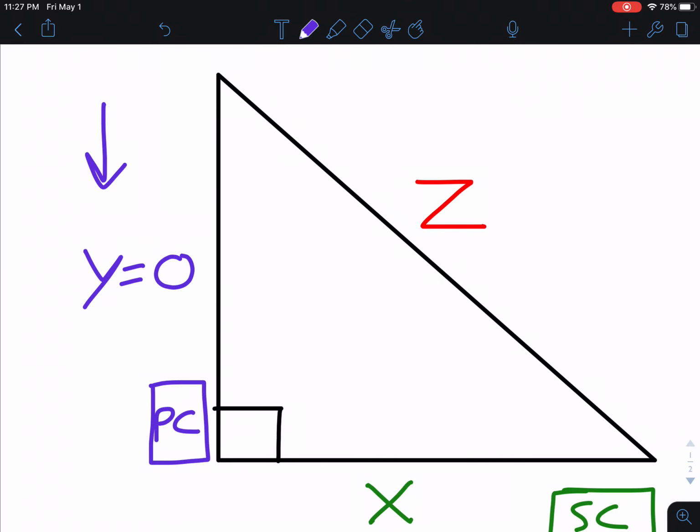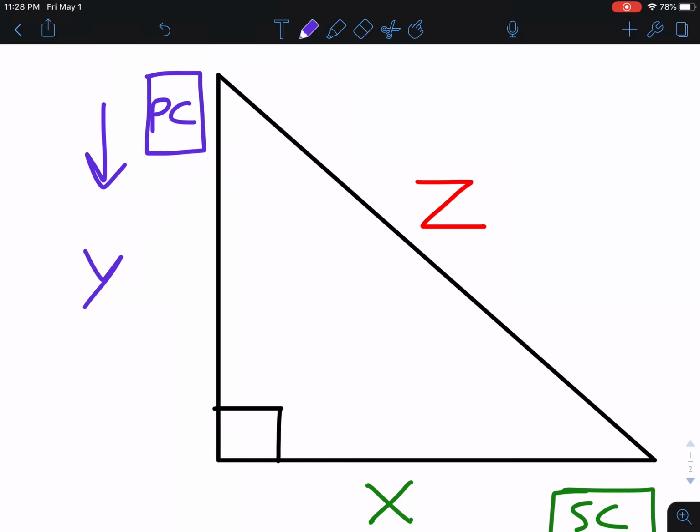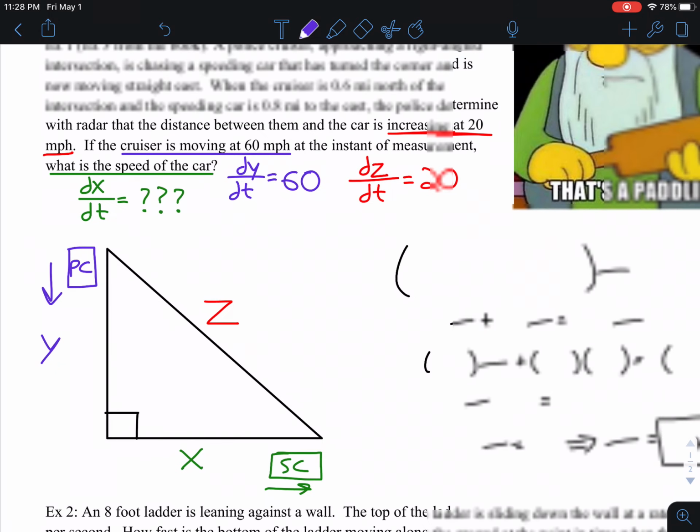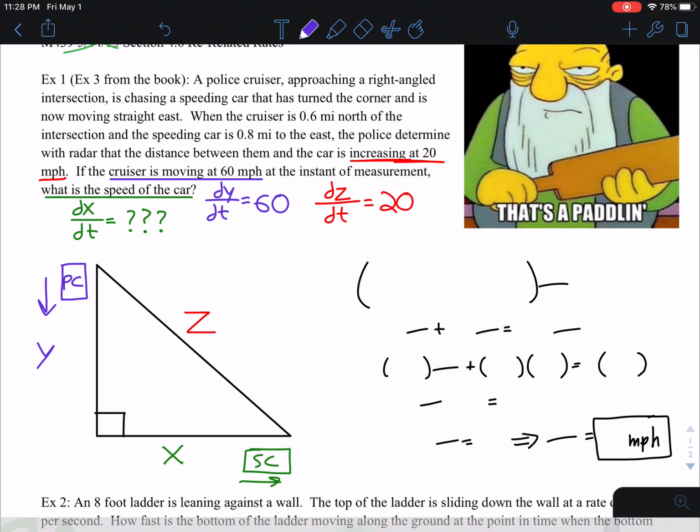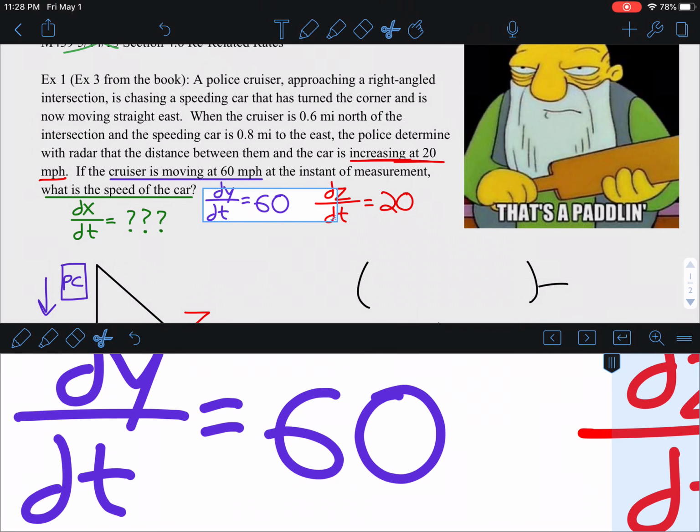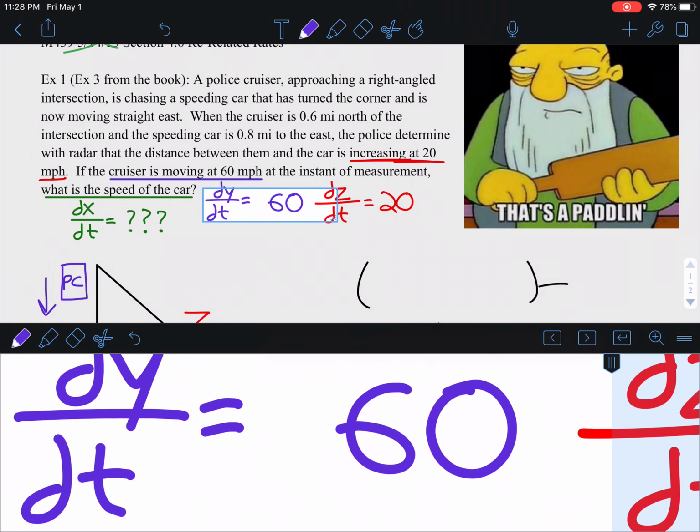Because you have to look at what your variables represent. y in my picture represents the distance between the police cruiser and the intersection, right? So what's happening to y as my police cruiser goes about on this chase, right? What's happening to y? y is getting smaller, okay? And therefore, I need to make dy/dt be negative 60.